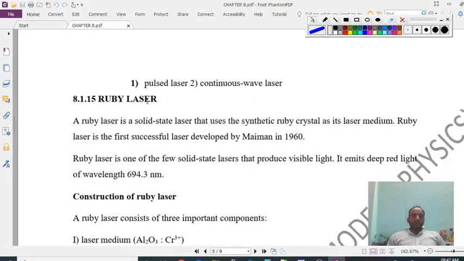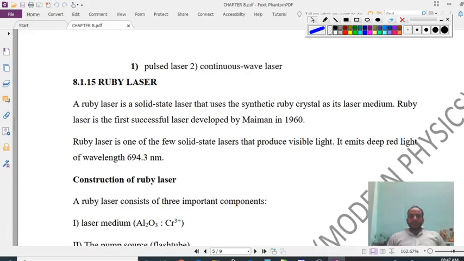Next is the ruby laser. A ruby laser is a solid state laser that uses a synthetic ruby crystal as its laser medium. The ruby laser is the first successful laser, developed by Maiman in 1960. It is one of the few solid-state lasers that produce visible light. It emits deep red light of wavelength 694.3 nanometers.